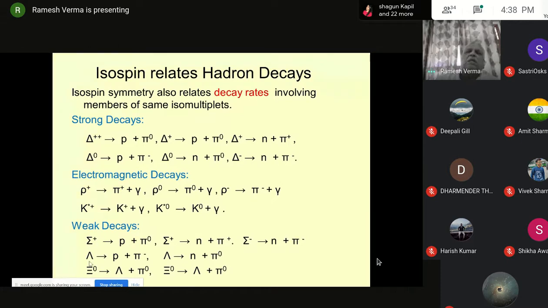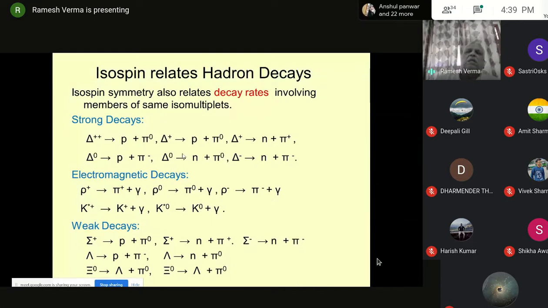In the same way, the lambda particle, the lightest strange baryon, is decaying to a proton and pi minus, or it can also decay to a neutron and pi zero, so they can be related. And finally, the xi zero particle is decaying to lambda and pi zero, and the xi minus is decaying to lambda and pi minus, sorry for this typo. So those two can also be related.